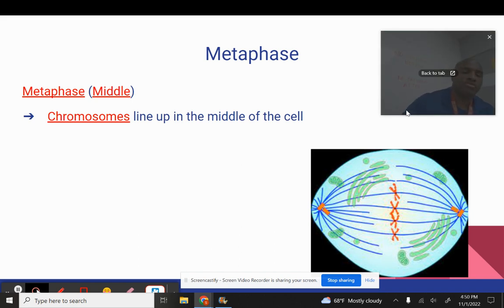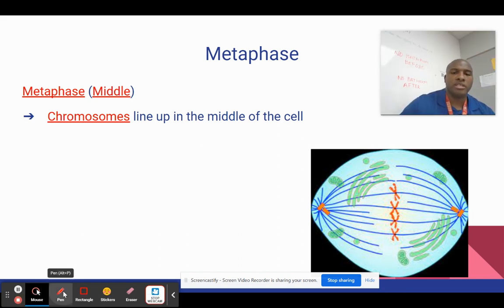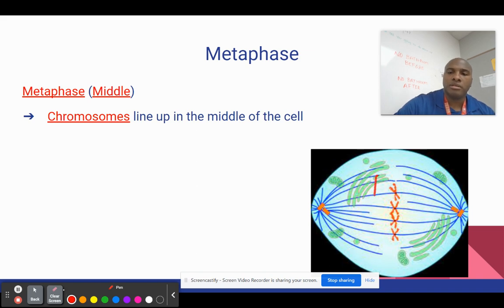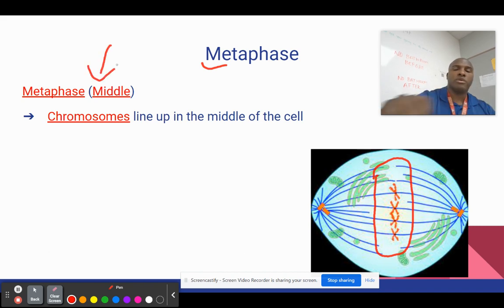So I'm going to draw a little picture for you. They line up, all the chromosomes line up in the middle. So right here, chromosomes line up in the middle. This is pretty much the most important thing you need to know, and all you really need to know. Metaphase starts with the M, middle. That's where the chromosomes meet up, in the middle. That's it. The end. Nothing much else to tell you about metaphase, right?